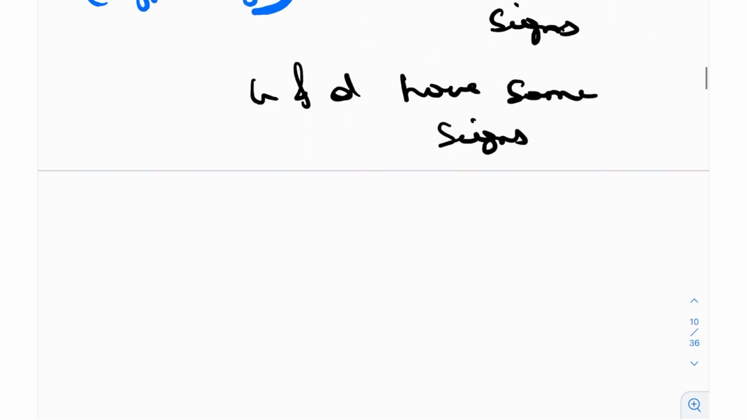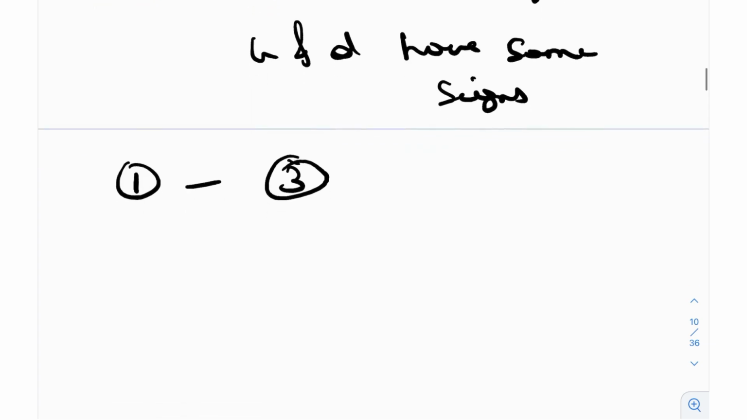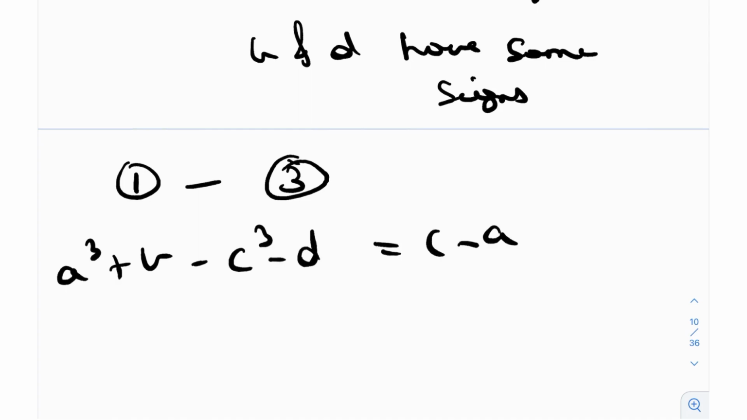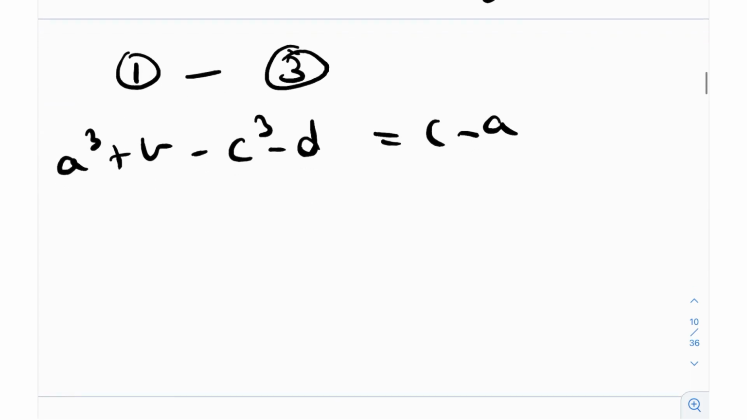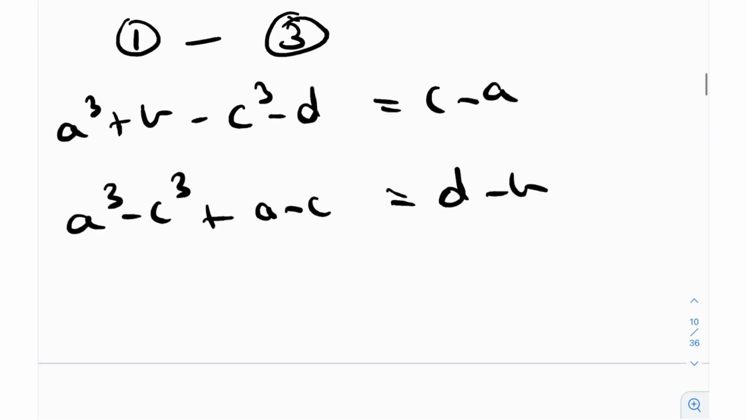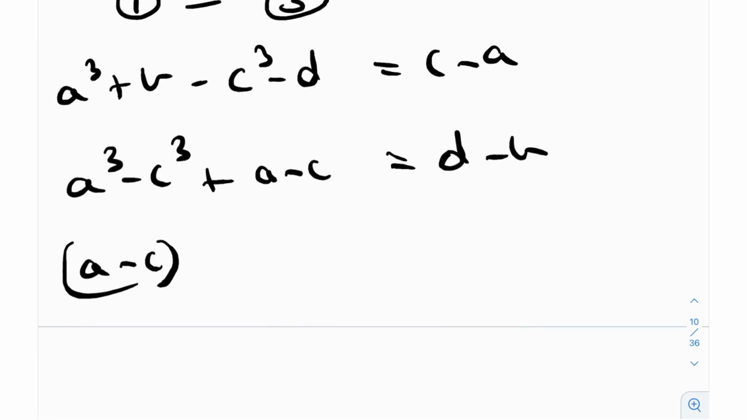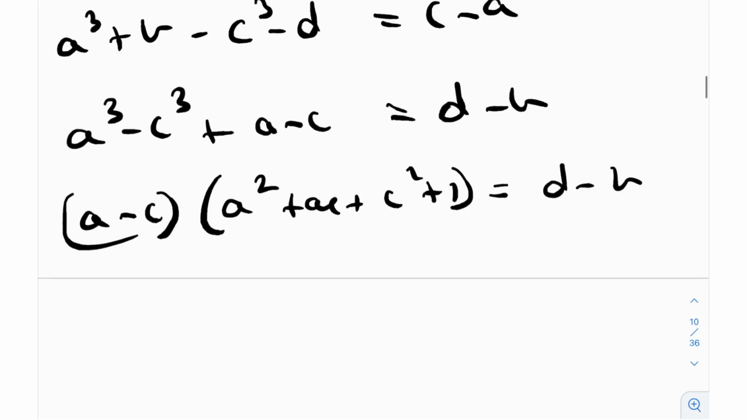Now what I'm going to do is take equation number 1 and subtract equation number 3 from it. So what will I get? I'll get a cube plus b minus c cube minus d cube, or minus d, is equal to c minus a. So if I rearrange the terms, I'll get a cube minus c cube plus a minus c is equal to d minus b. And I can just take a minus c as the common term over here. I'll get a minus c times a square plus ac plus c square plus 1 is equal to d minus b, which is equation number 5.